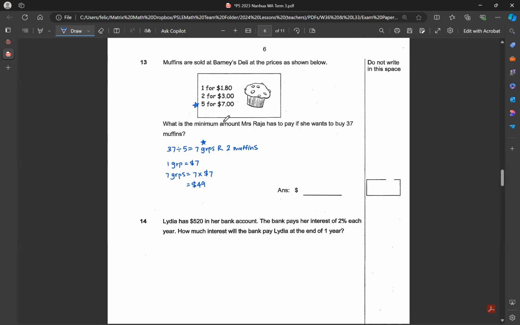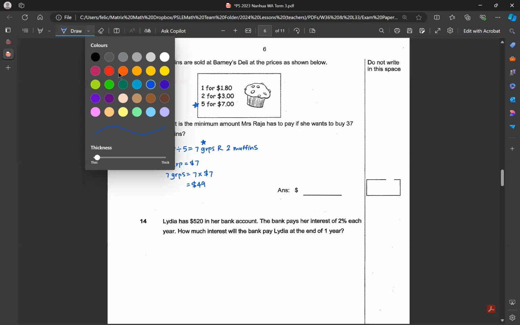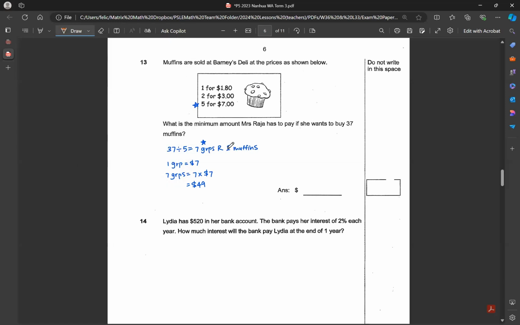So these 2 muffins, which pricing will you follow? Okay, so the 2 muffins, obviously, like I said, we follow the more worth pricing, which is the 2 for $3. Definitely, I'll make use of that. Okay, so these 2 muffins, I'll make use of this one. All right, which also means that this is $3.